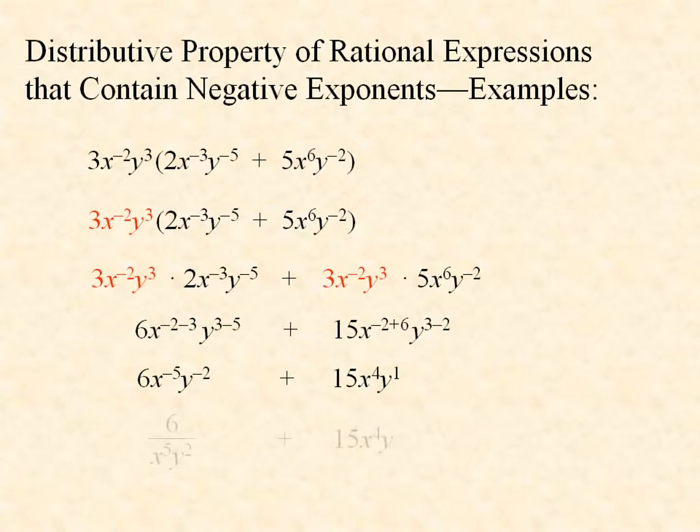Next, we interpret those. The negative exponents put the variables in the denominator with positive exponents. So the first term is 6 over x to the 5th, y to the second, and the second term is 15x to the 4th, y, because y to the first is y.